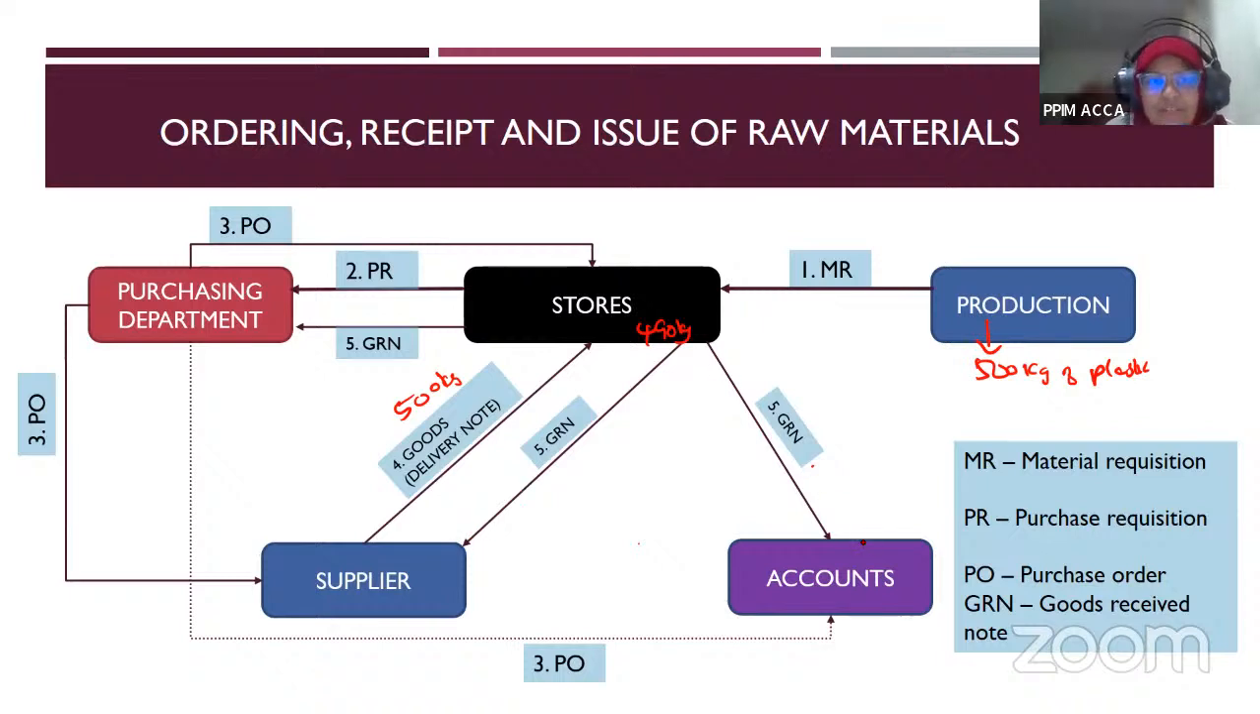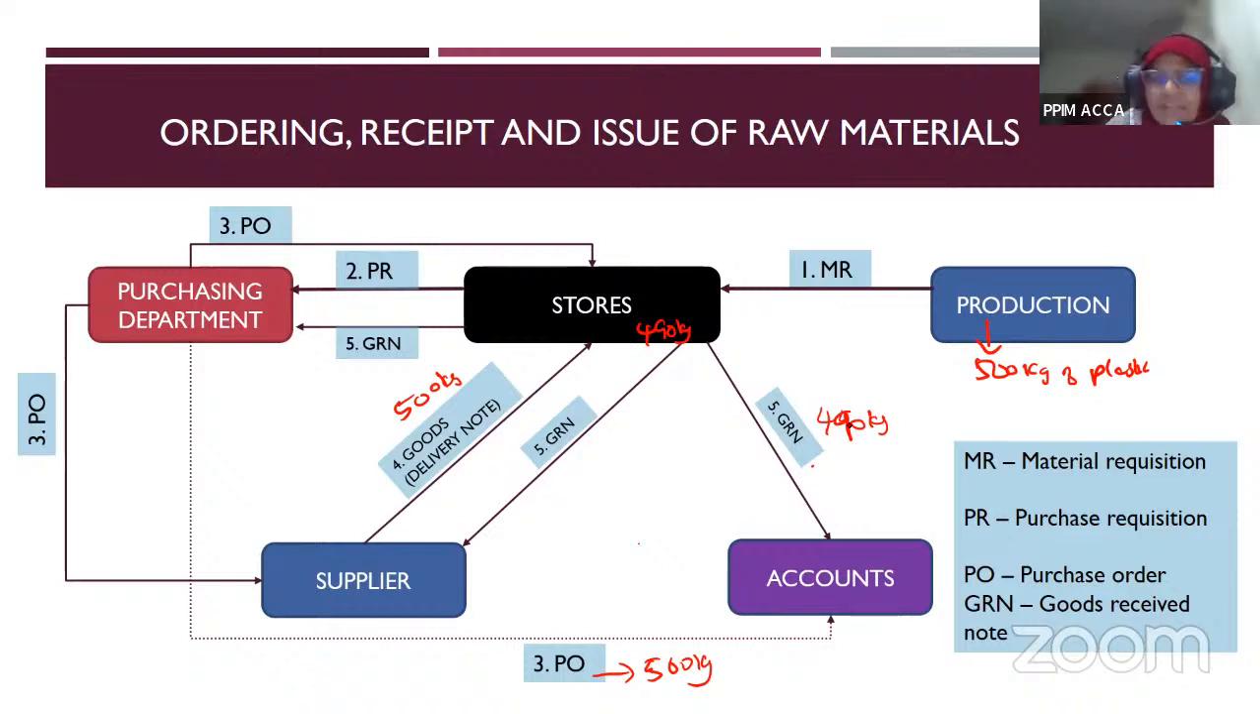A copy will be sent to the accounts department as well. Why are we sending to the accounts? Because see, the PO said 500 kilos. But what we have actually received is 490 kilos. So what we pay should only be for 490. Okay, so to make sure that we pay the correct amount only, we send a copy of the goods received note to the accounts department as well.